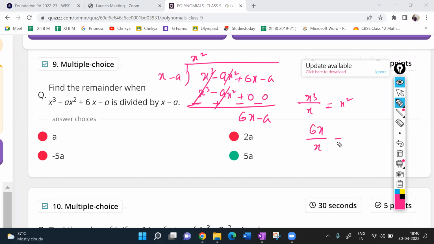Correct. Now what do I have to do again? 6x divided by x. So 6, beta. Correct. So you have to write here plus 6 only. Plus 6. So 6 into x is 6x, minus 6a. Correct. So minus here, plus here. So how much, beta? 5a is your remainder. So option D is correct. How simple it is. Correct. Understood, beta? Long division method. This is how you need to solve.